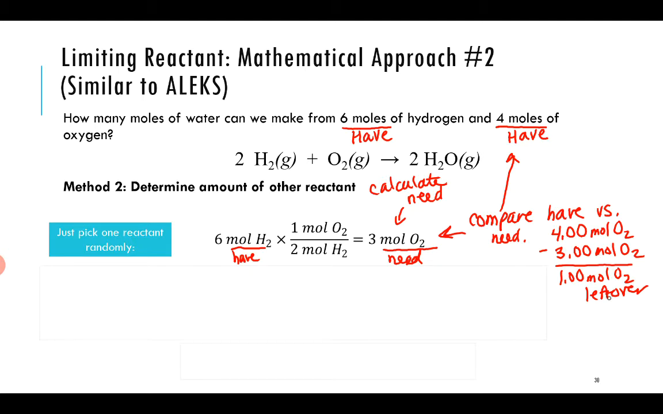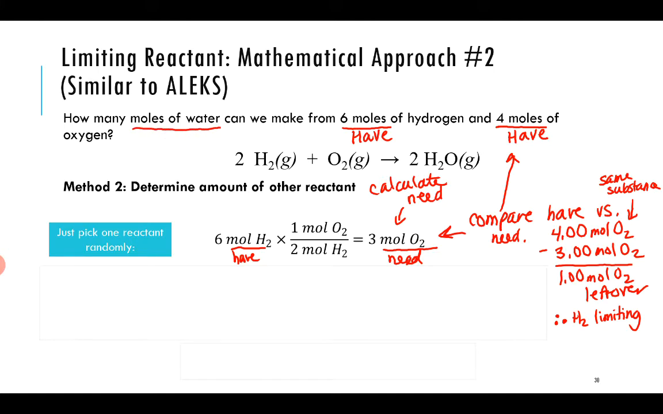And so since we have leftover O2, oxygen is the excess reactant, and hydrogen must be our limiting reactant. So I'm going to use that symbol for therefore, H2 is limiting. You also want to make sure that you're comparing the same substance. And then after you figure out what is limiting, you can go back and answer the original question.